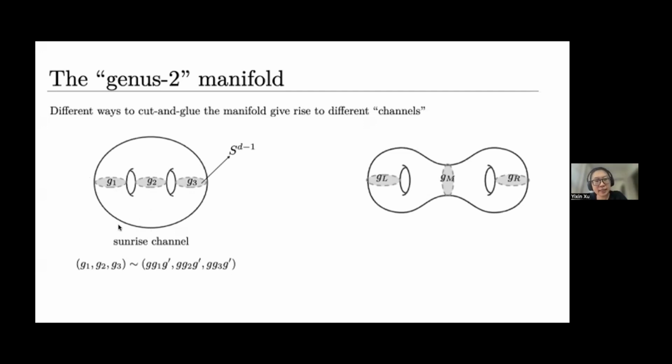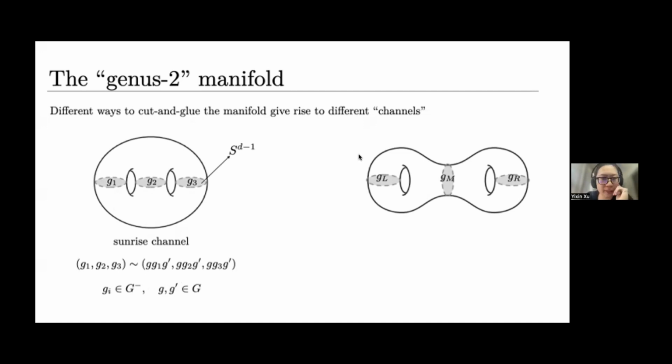I should explain my notation on the slide here. On this slide, G denotes the d-dimensional conformal group, SO(d+1,1), and G minus 1 denotes the orientation reversing component of O(d+1,1). In later sections, we will call this construction the sunrise channel.